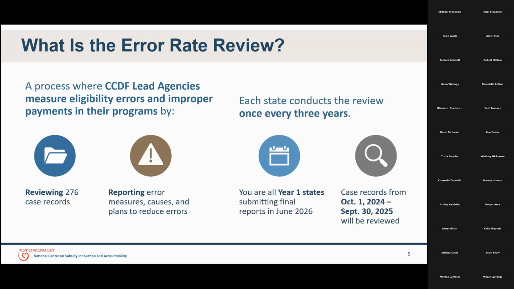Some more background information: each of the 50 states, plus Puerto Rico and DC, conduct the review once every 3 years on a rotational cycle. So there's 3 cohorts of states, and you're all Year 1 states. And you'll next be reporting on your error rates in June of 2026. However, that report is based on case records from October 1st of 2024 through September 30th of this year. That's what we call the review period, so we are in that review period right now.